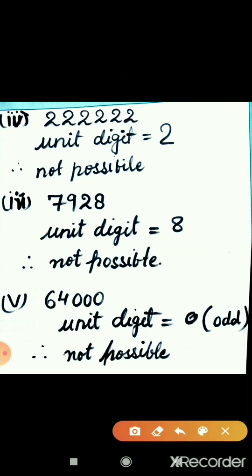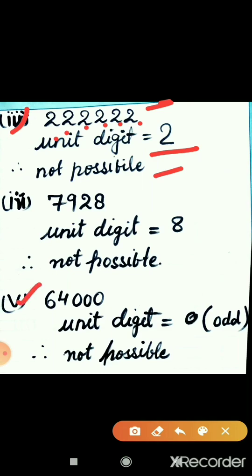4th part. 2222222. The unit digit of this number is 2. And at the end 2 is there. That's why not possible. Children, you will write the reason in every part.